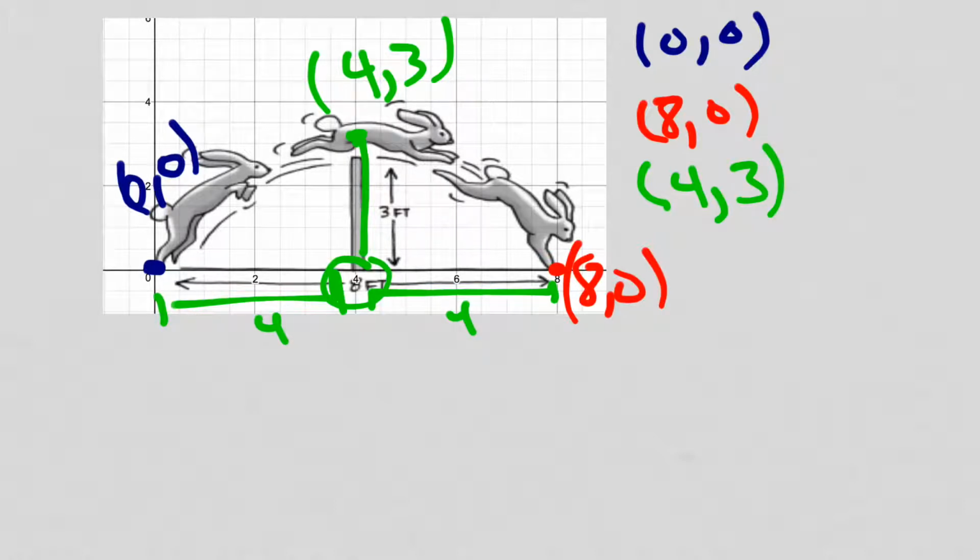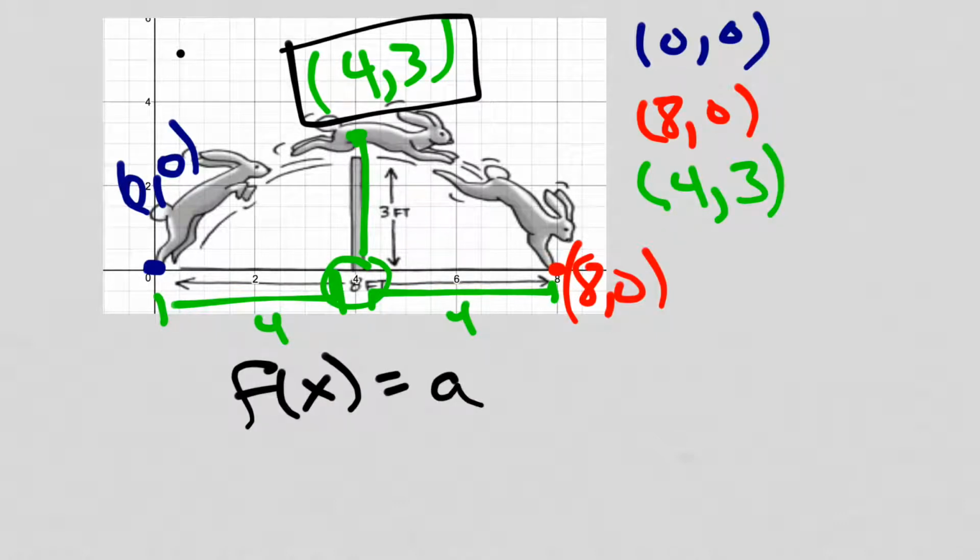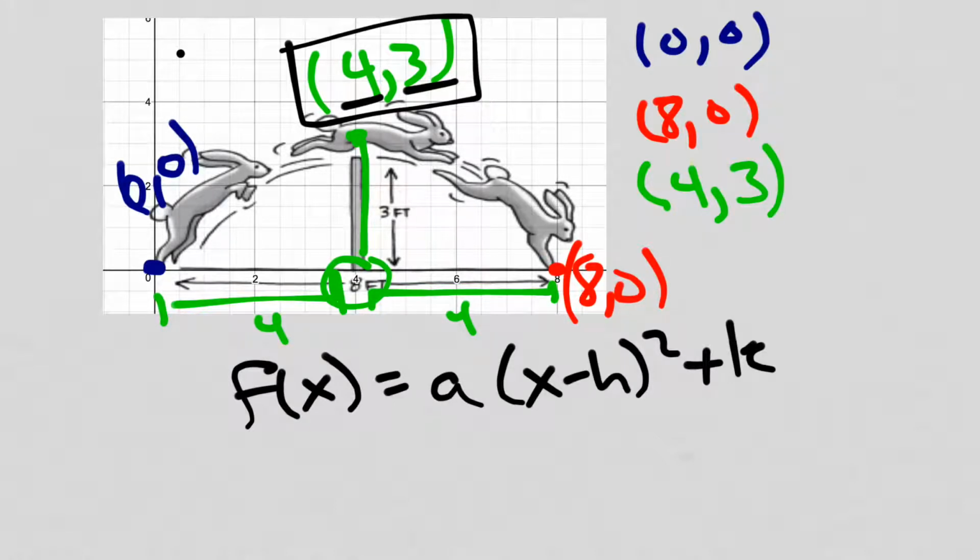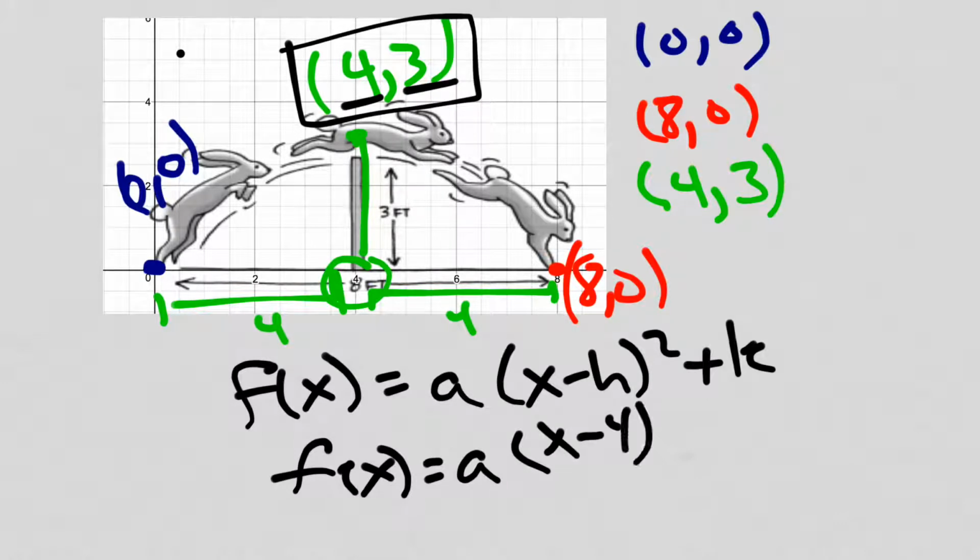And since we already know what our locator point is there, we can just use the shell of the equation where f of x is a times x minus h squared plus k. Well, we have our h and k here. We have our opposite of h at the 4 and our k at 3. So I can say that our f of x is going to be something along the lines of some scalar that I don't know yet times x minus 4 squared plus 3.